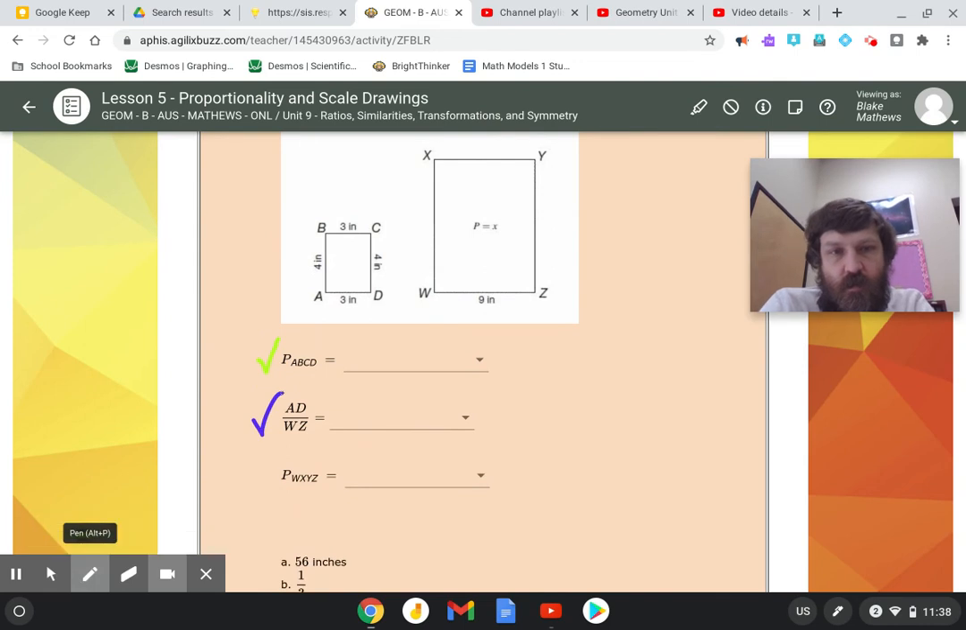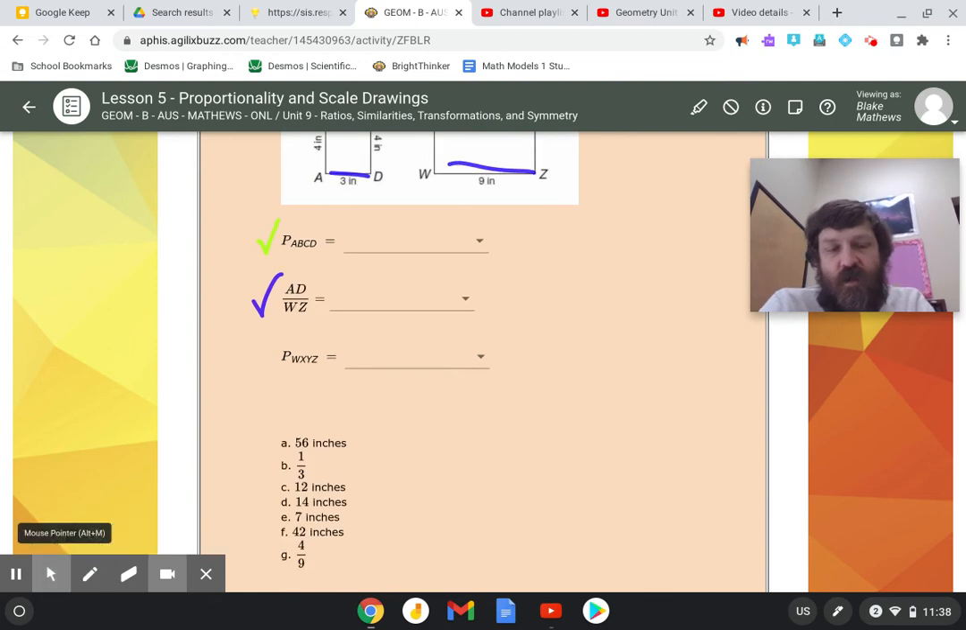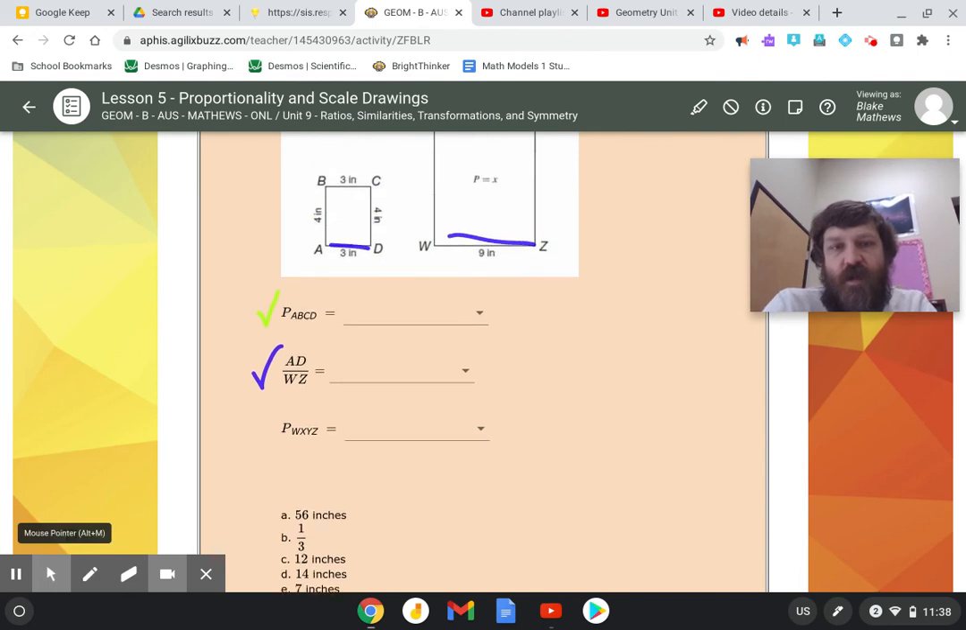AD divided by WZ. You have the values for that, so plug those in. Reduce the fraction and find the fraction or the answer down here that corresponds with that fraction. So you're making a fraction out of AD and WZ and reducing it.